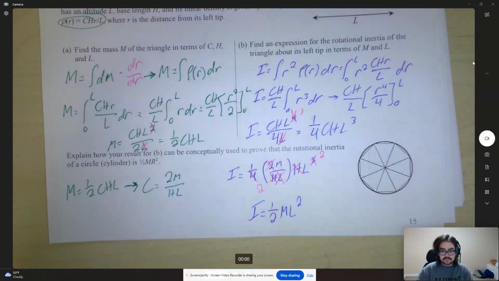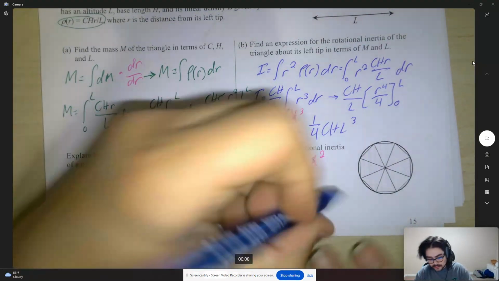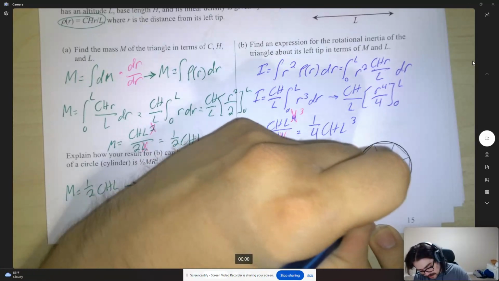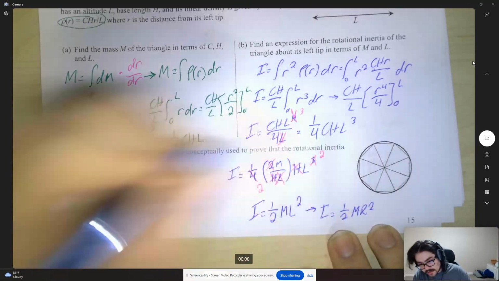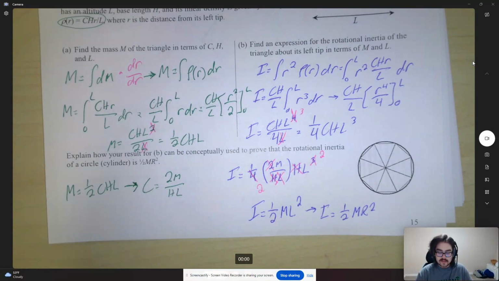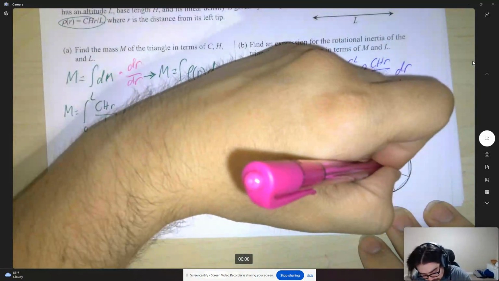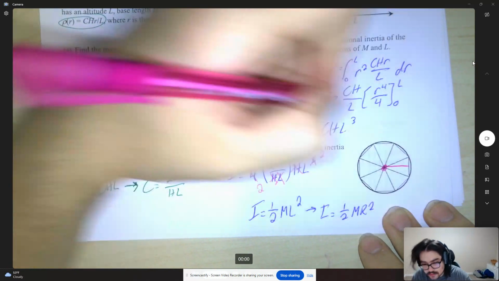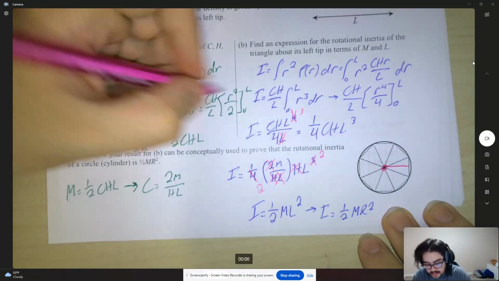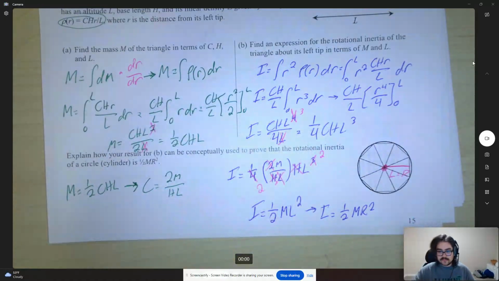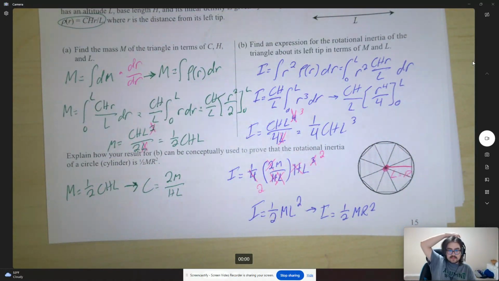Now, you can actually turn this without any issues into 1/2 mr squared, because if you take the pivot point, L is the length, they call it the altitude of the triangle. That's the same as the radius of the cylinder, right? Does that make sense?